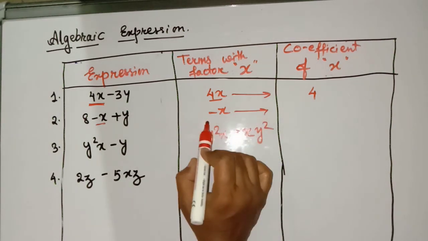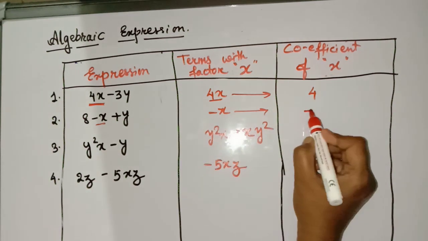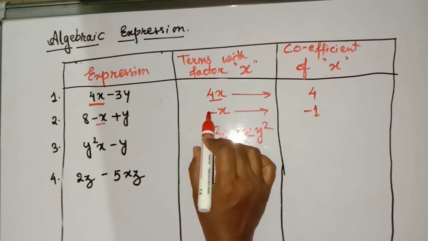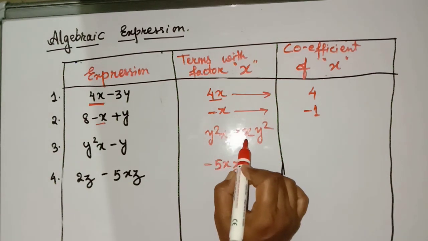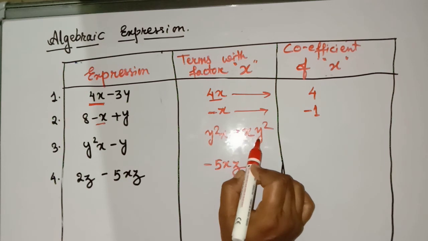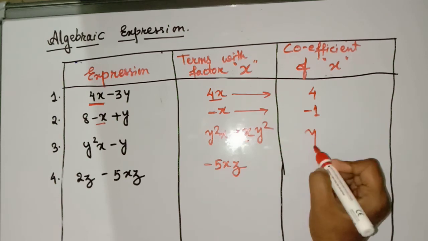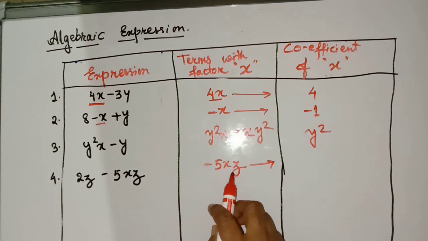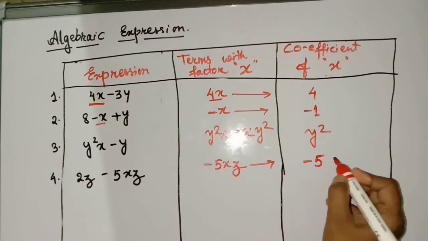Now next question, what is the coefficient of minus x? Yes, you are correct, it is minus 1. If there is no number, it means 1 is always present. Here the symbol is minus, so minus 1. In this term, what is the coefficient of x? Means who is with x? It is y square. And in the last question, what is the coefficient of x? You have to leave this x and write minus 5 and z. Write here minus 5z.